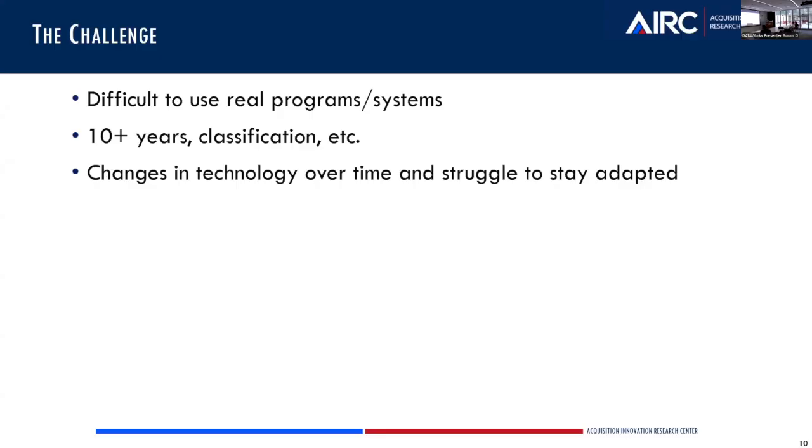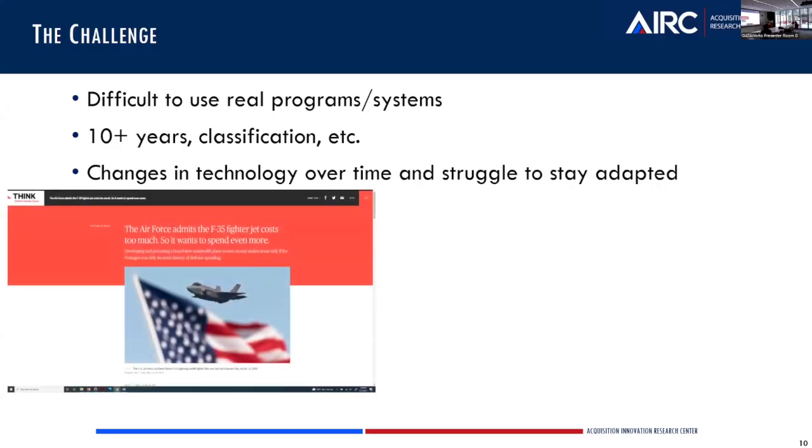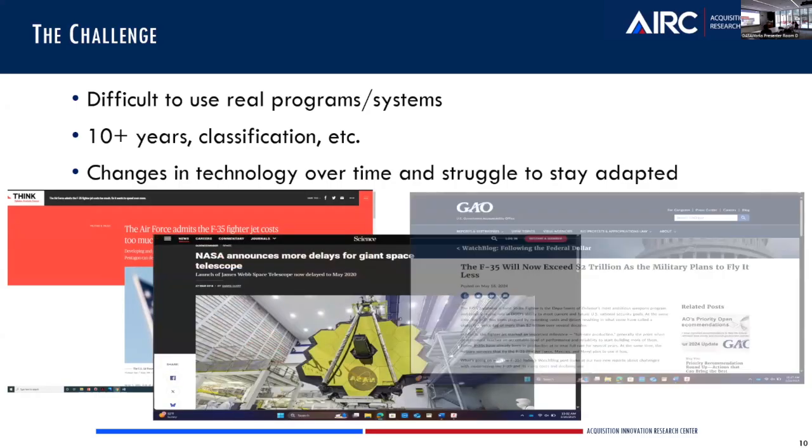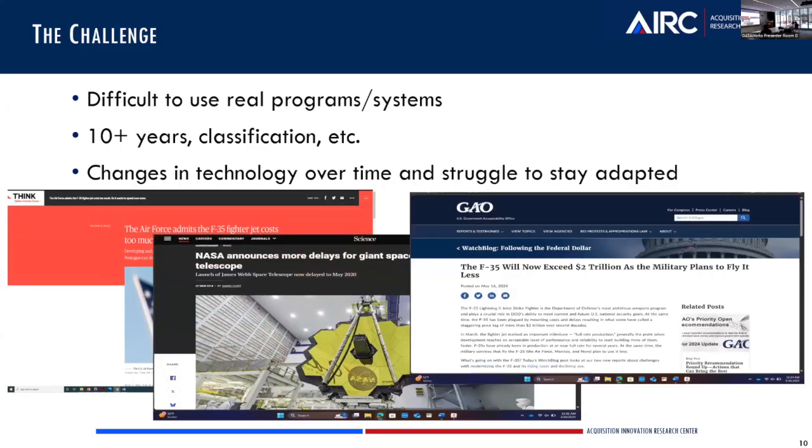And so in time, we're really looking for how that adapts, and we want to have a concise set. And so we can really overcome things like the F-35 and the James Webb telescope, where it was almost canceled.